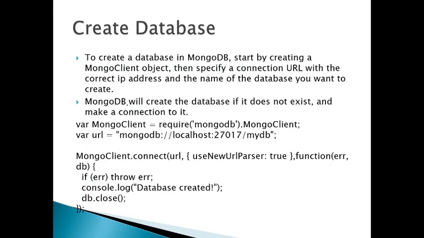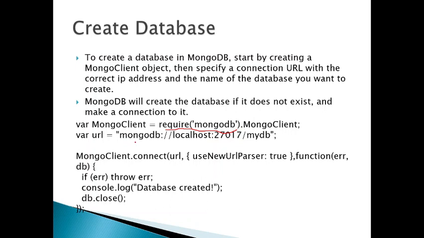So alternatively, you have the same code with which you can create the database or connect to the database. First of all, after installing, we need to require MongoDB in our application, and we have to create an object of MongoClient. Require mongodb.MongoClient. We are creating an object of this class. After creating the object, we are declaring a URL. The URL is our connectivity string.